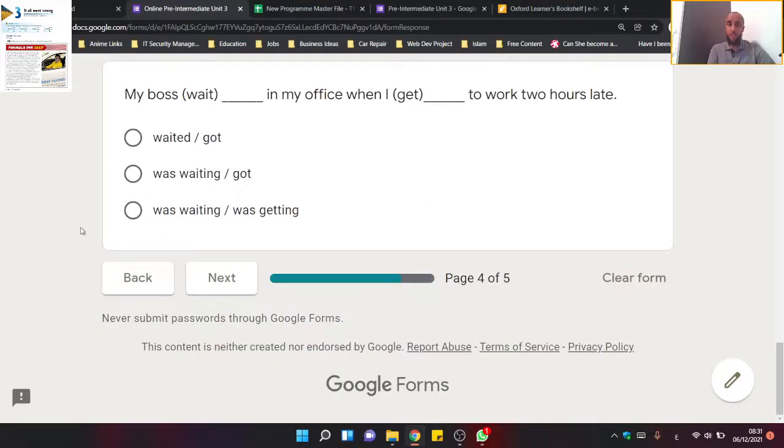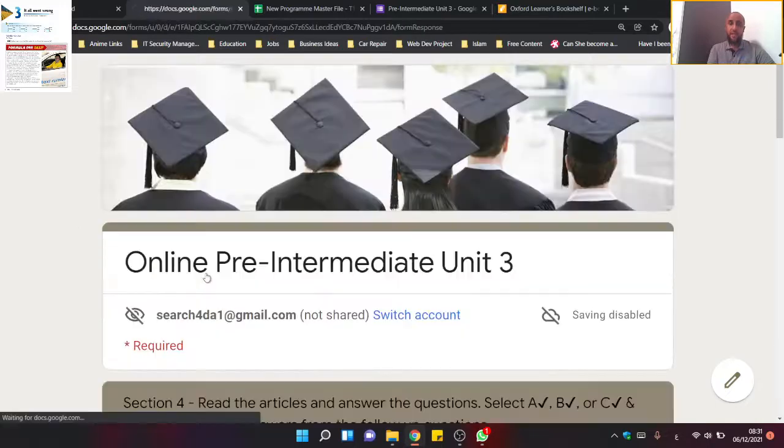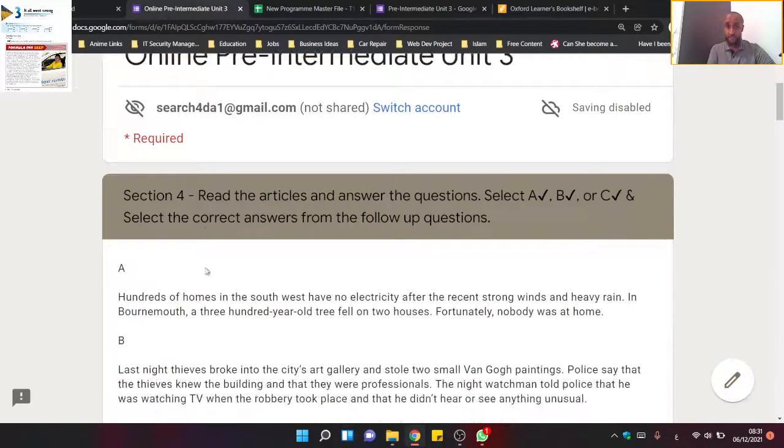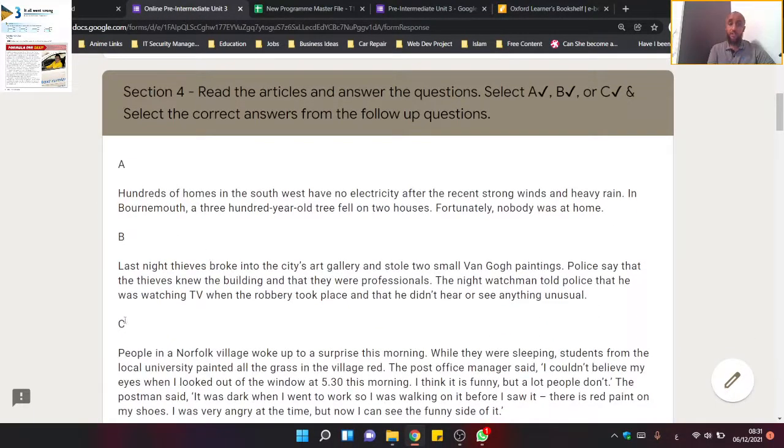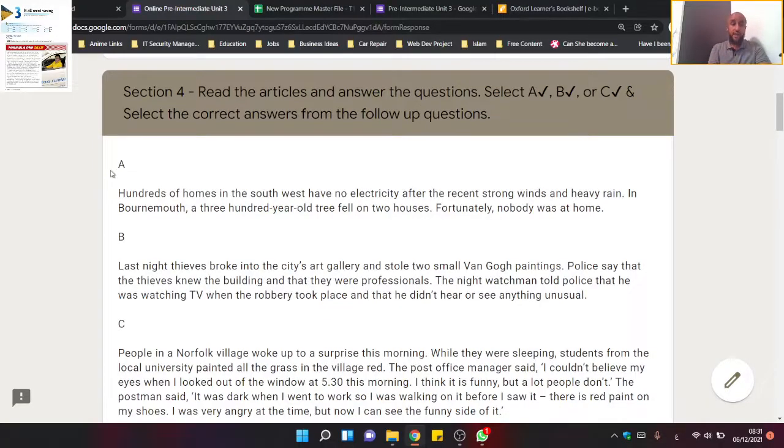The last one, you can do it by yourself. Let's look at the last section together. Okay, now the last section, we have three. Okay, let me just remind you. So here we have three articles. We have article A, article B, and article C. Okay, so let me read it first for everybody to listen, and then we're going to look at the questions together. Okay, good. So article A here, let's read it together.